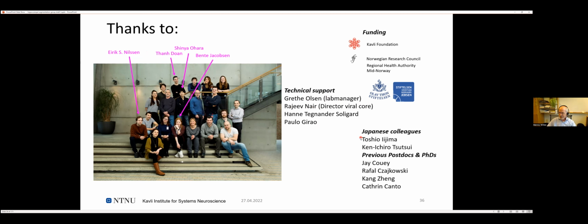A lot of the work that I do in monkeys that I showed you is all coming out of the lab in Japan where Toshio Iijima used to be the head. It's now Kenny Chiyotsu. And some of the work of the postdocs: Jay Cooley did the layer 2 work in the medial entorhinal cortex, Rafael did a lot of work on retrosplenial cortex, and Kang and Katrina did a lot of work initially on the intrinsic circuits of LEC and MEC.